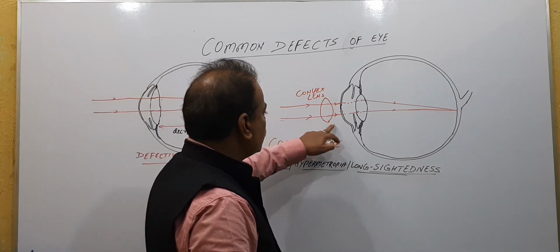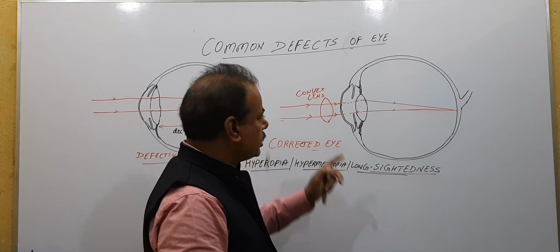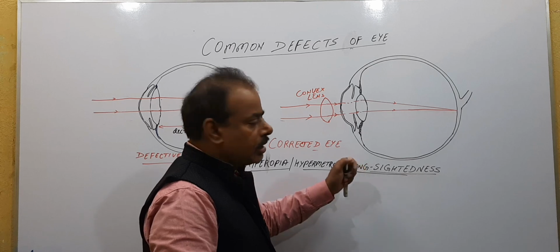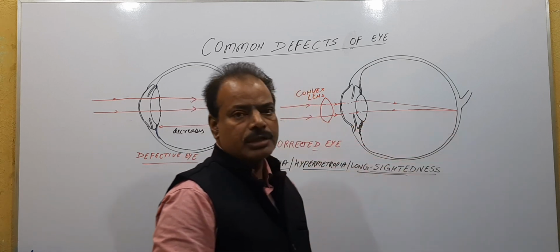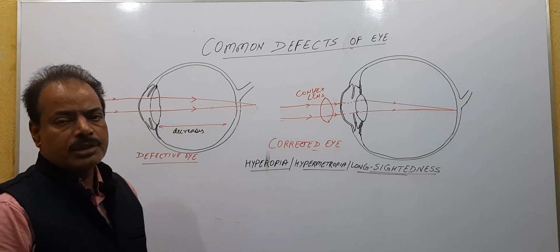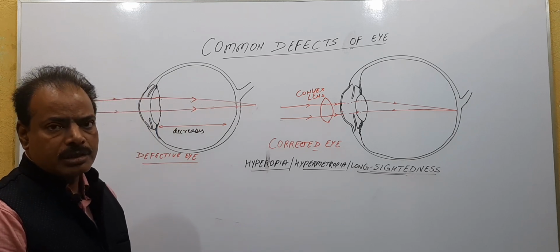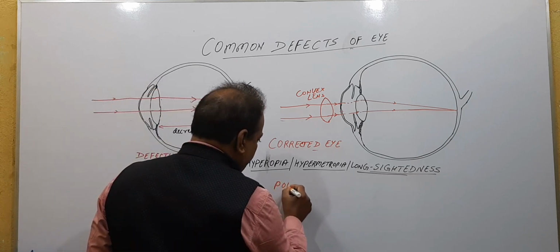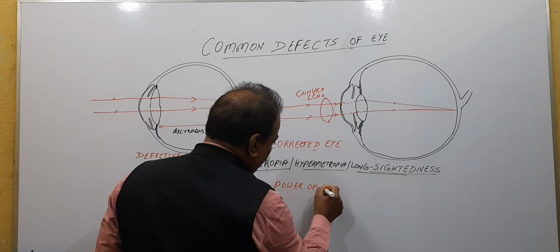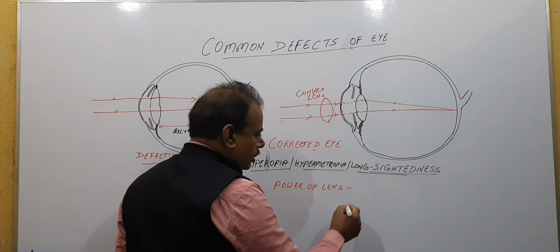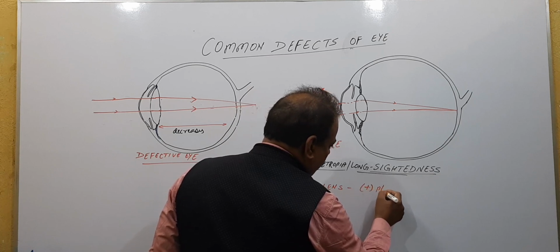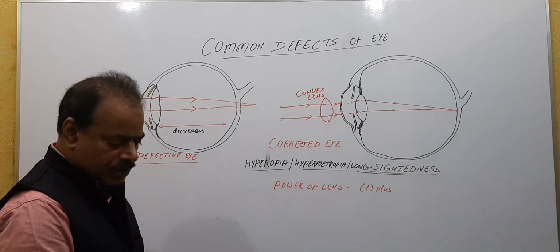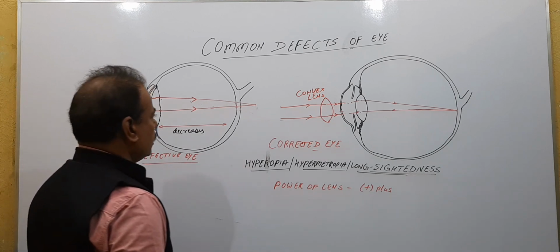When a convex lens is used, it helps in converging the light rays. Again, the light rays can be converged by our eye lens, and finally it reaches the retina, and image formation takes place on the retina, and the person can see near as well as far objects. Here the power of the lens is expressed in plus. In this way, these two very common defects can be corrected.